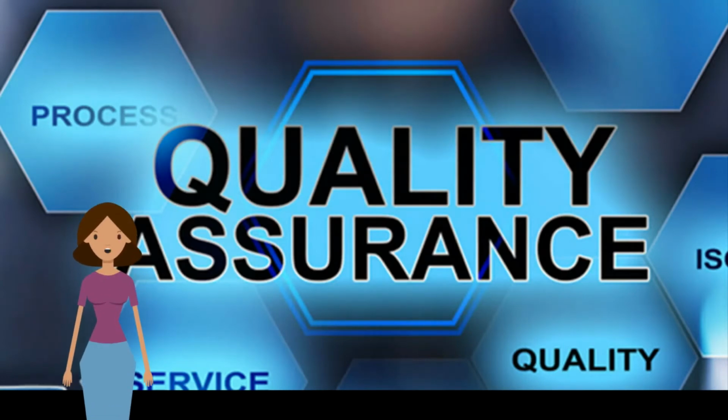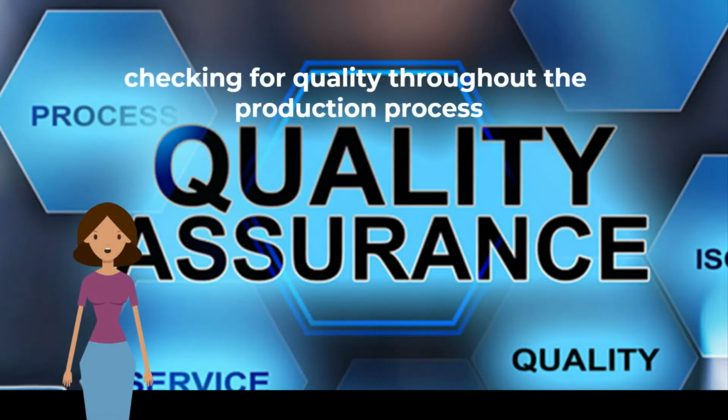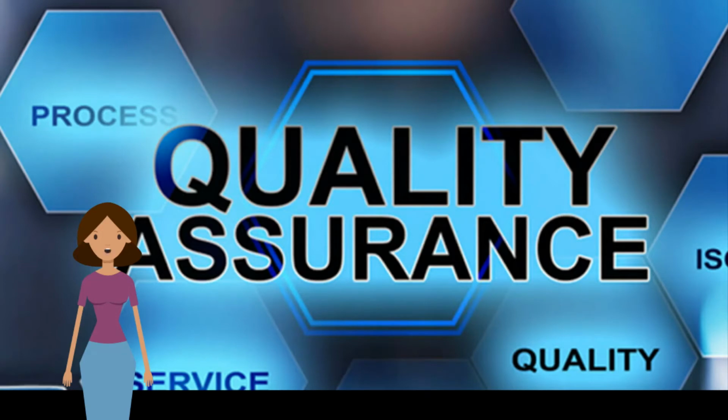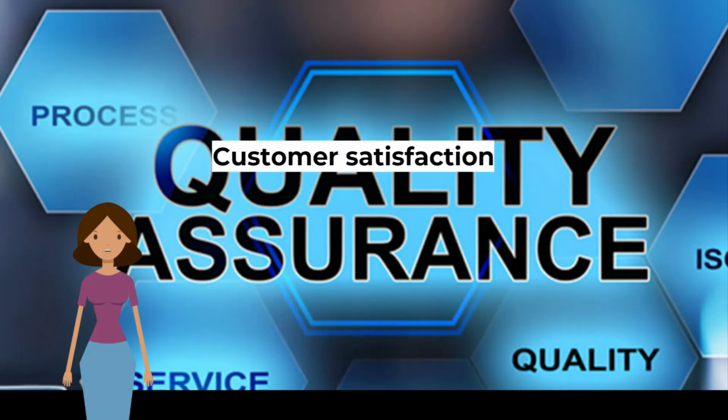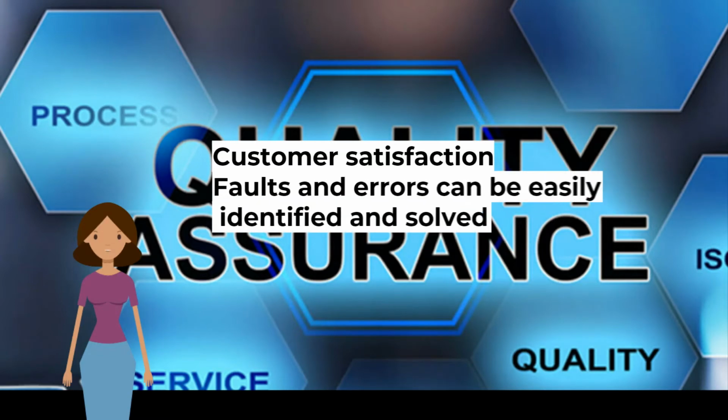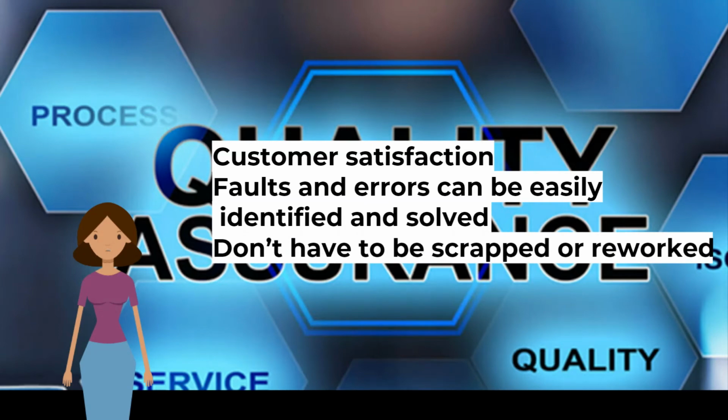Next, quality assurance. Quality assurance is the checking for quality throughout the production process of a good or service. The advantages of this approach are: it eliminates the fault or defect before the customer receives it, so better customer satisfaction. Since each stage of production is checked for quality, faults and errors can be easily identified and solved. Products don't have to be scrapped or reworked as often, so it is less expensive than quality control.